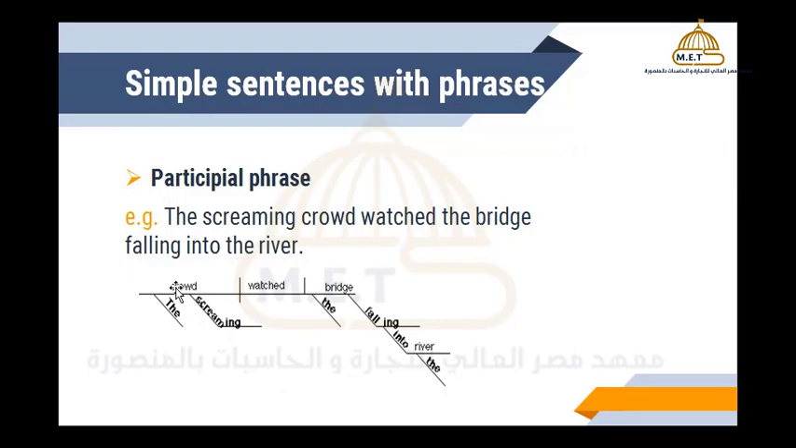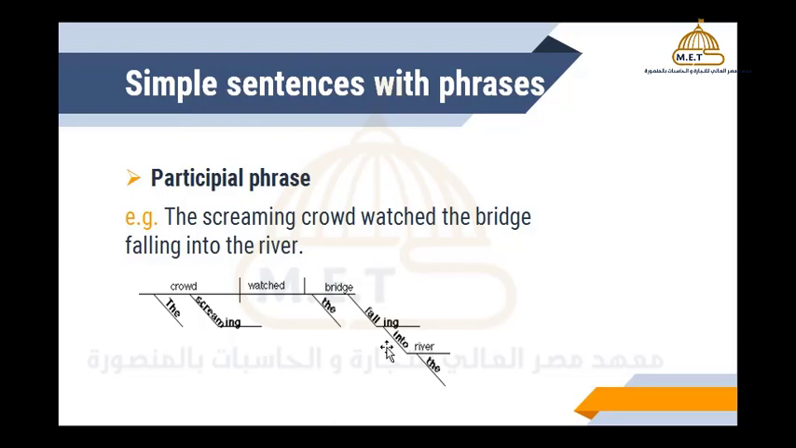هنعملها. crowd is the subject في baseline, watched is the verb on the baseline, bridge is the object, and then we are writing the article the crowd, the bridge, and writing the participle phrase as we did in the last one, screaming, falling. And into is preposition, river is the object of preposition, and the is the article.